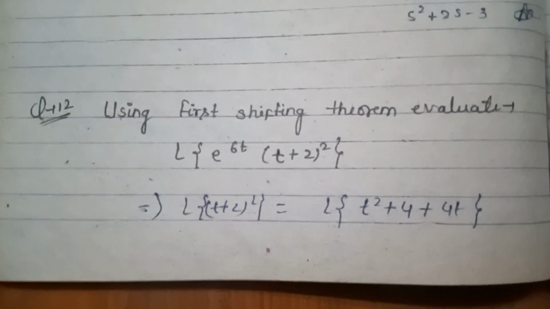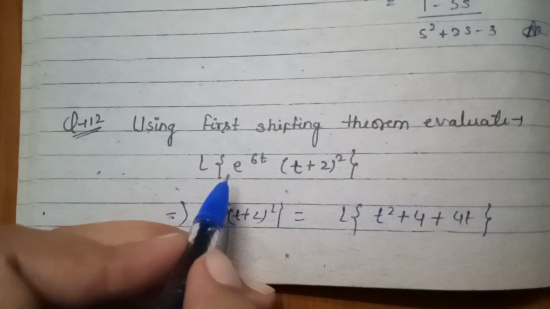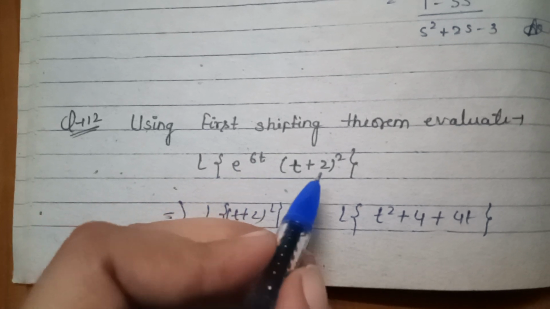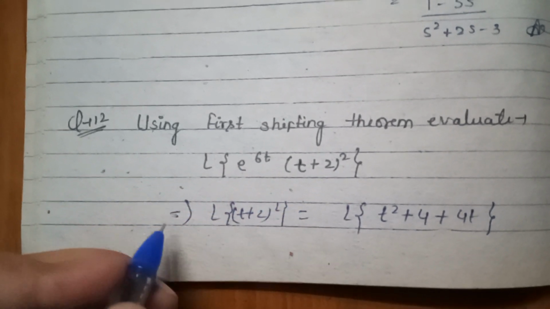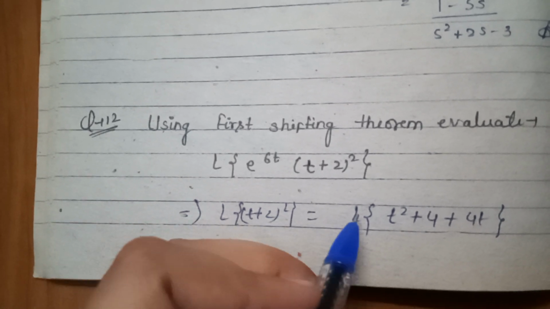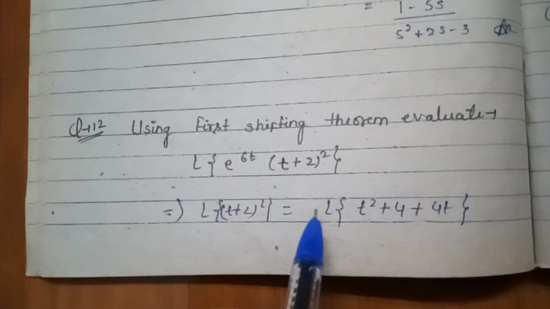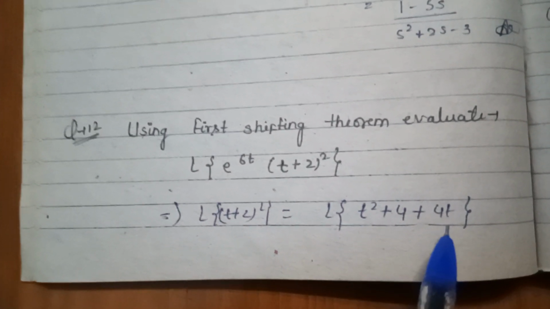Now there is a question from first shifting theorem. Laplace e to the power 6t times (t plus 2) whole square. So let us see the proof of this. Laplace (t plus 2) whole square is equal to Laplace t square plus 4t plus 4.